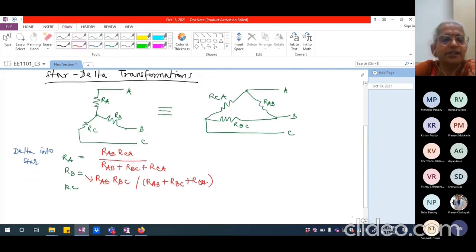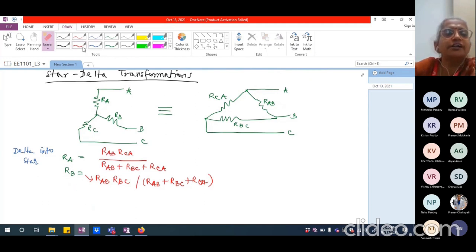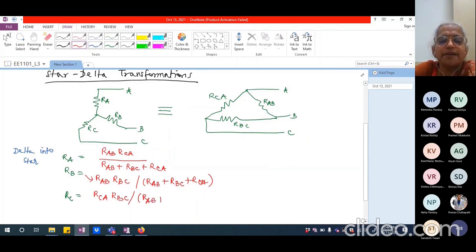Similarly, when I want to express RC in terms of the delta connected resistances, RC will be equal to the two terms which involve C, RCA and RBC, divided by RAB plus RBC plus RCA. Okay, now this is delta to star conversion.